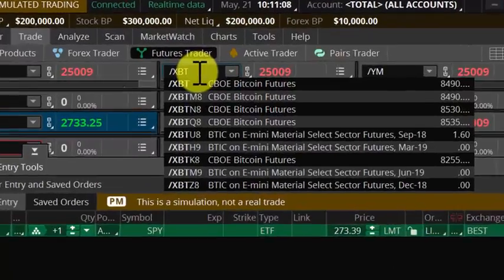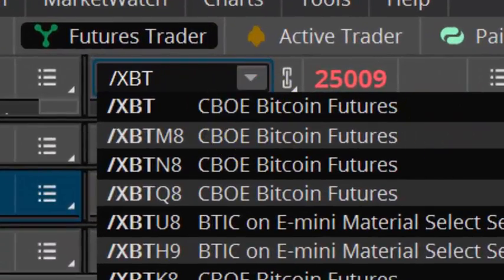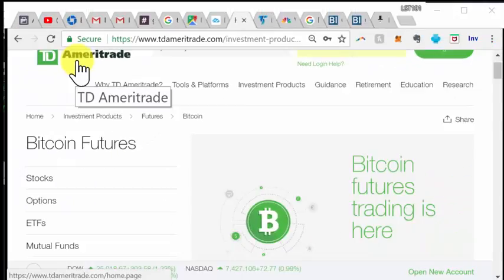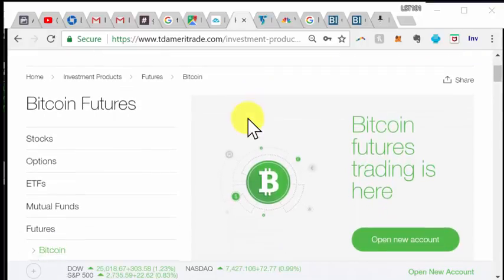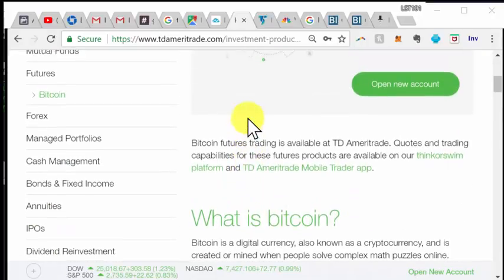Today's topic is how do you buy Bitcoin futures on Thinkorswim or TD Ameritrade. TD Ameritrade merged together with Thinkorswim. They're using their platform and they have Bitcoin futures, and had some customers asking how do you buy Bitcoin futures. So here's a tutorial on how to do just that.